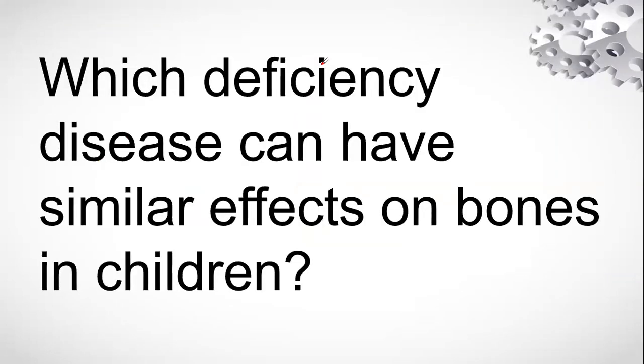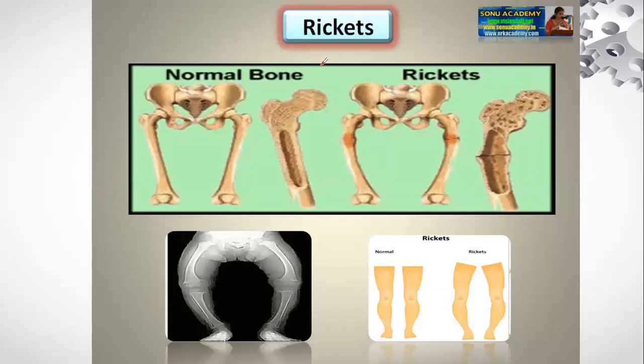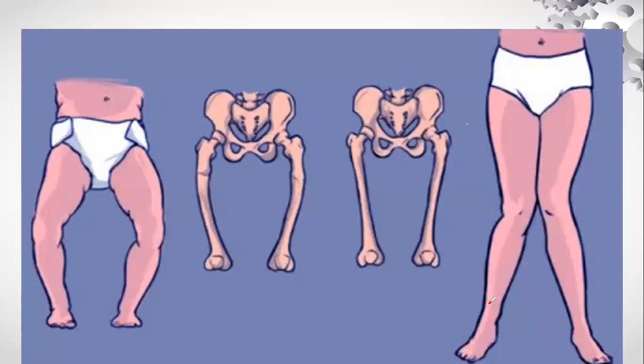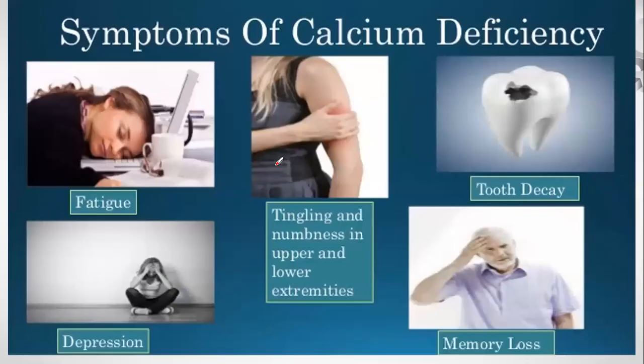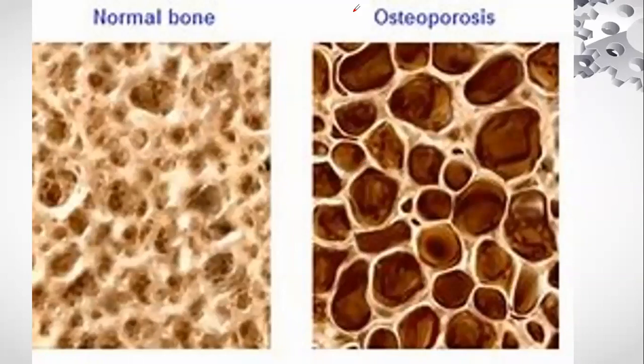Very important question: which deficiency disease can have similar effects on bones in children? If you look at this disease, rickets, you find this happening here. So lack of calcium, and also genetics as well. So it could be calcium and genetics. As you can see, it's very awkward to have these kinds of deficiencies, and we hope that we don't. Symptoms of calcium deficiency, as you can see: tiredness, aches, tooth decay. So very important that you get the correct vitamins and minerals. These are some of the deficiencies that people have in their bones.